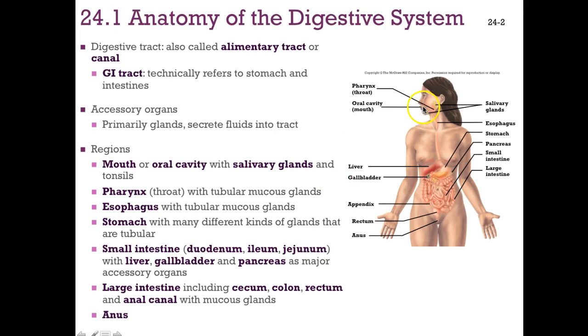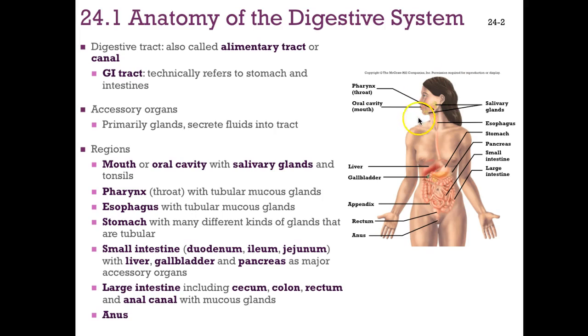We have, of course, starting our digestive system over at the mouth or the oral cavity. This is where we have the accessory organs of our salivary glands, and our tonsils are located in here as well to fight any pathogens that come our way. Then we move posteriorly into the pharynx, specifically the oropharynx. We are going to have some tubular mucus glands here.